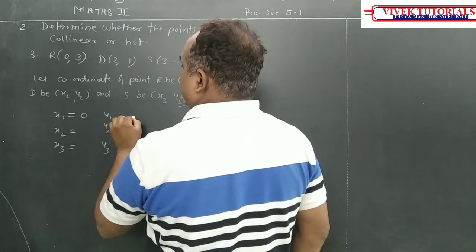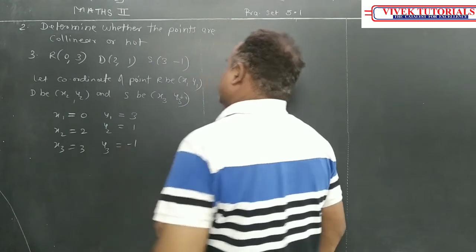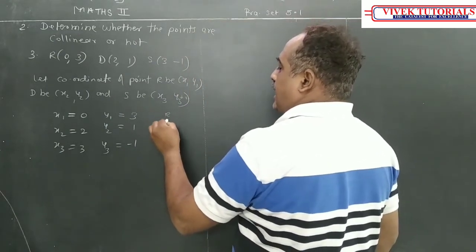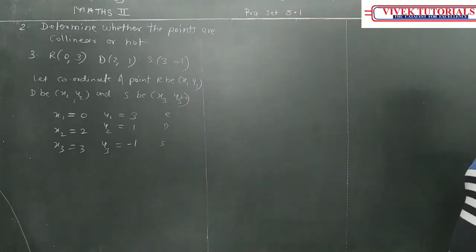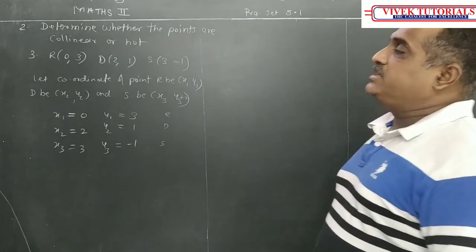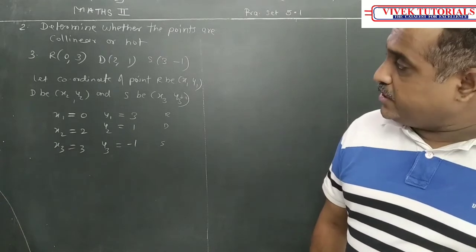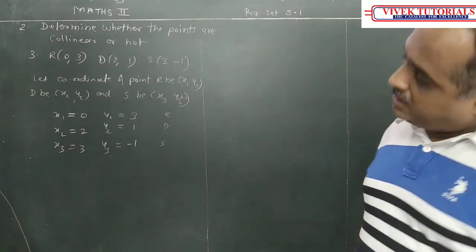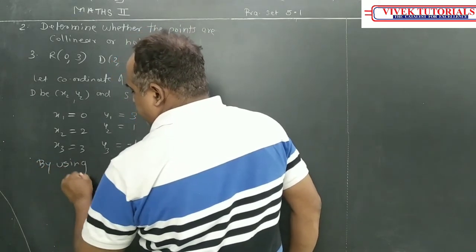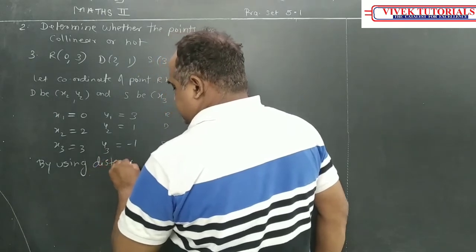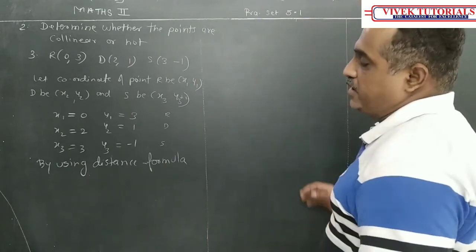x1 is 0, 3, 2, 1, 3 and -1. This is for points R, D and S. You need not write it like this, but you should know it. Now we have to find out whether these points are collinear or not. I'll just check it once again: 0, 3, 2, 1 and 3. Then what am I going to write? By using the distance formula. We are going to use the distance formula.